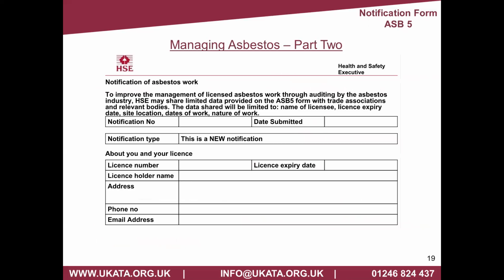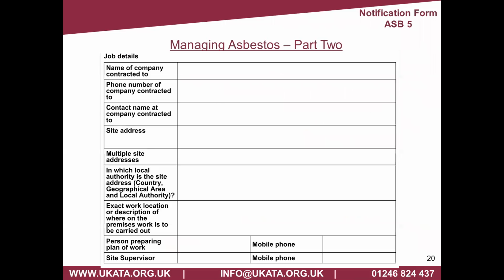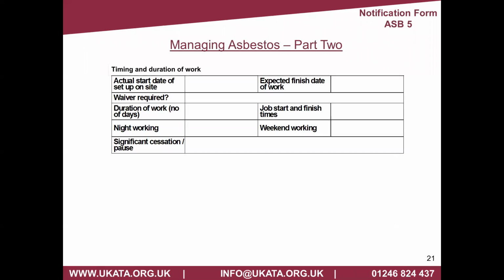Very, very quickly, I'm going to flick through these very, very quickly. This is just an online screenshot of the notification form, the ASB 5. So common information there about the license. So this is what the license holder would fill out: license number, expiry dates, name of the company they're contracted to, phone numbers, contact details, which local authority, exact location of description of the work, who the supervisor will be. So this is giving the HSE all of the information, as much of the information about the particular job that they're undertaking: start times, specifics, is there a waiver required, night working.